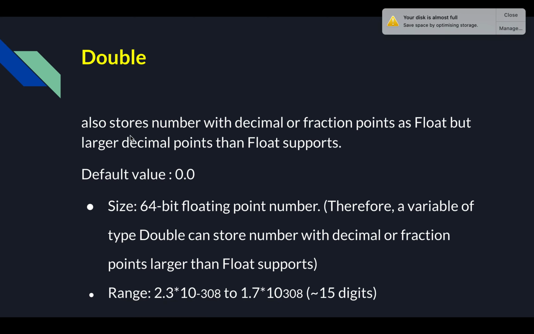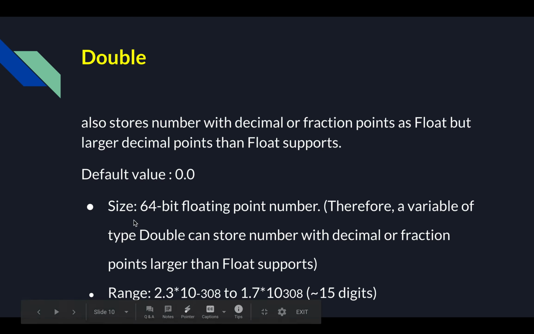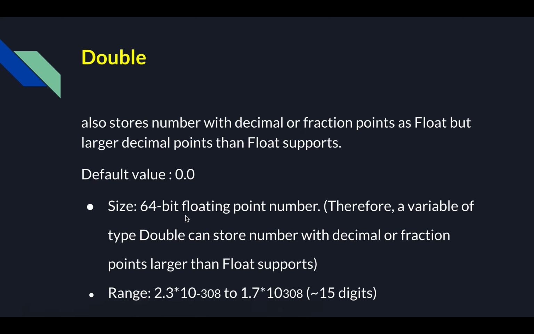For the double, it also stores a decimal or a fraction point as float, but larger decimal point than float. So default value is 0.0, size is 64-bit floating point number. It was 32 for float and 64-bit floating point number for double. Therefore, a variable type double can store a number with a decimal or a fraction point larger than the float supports. So this is what a float and double is.